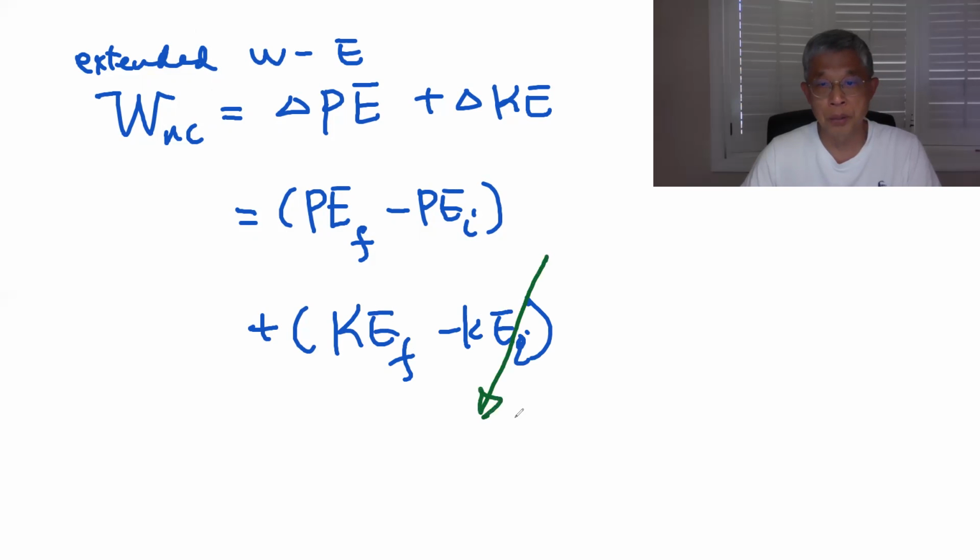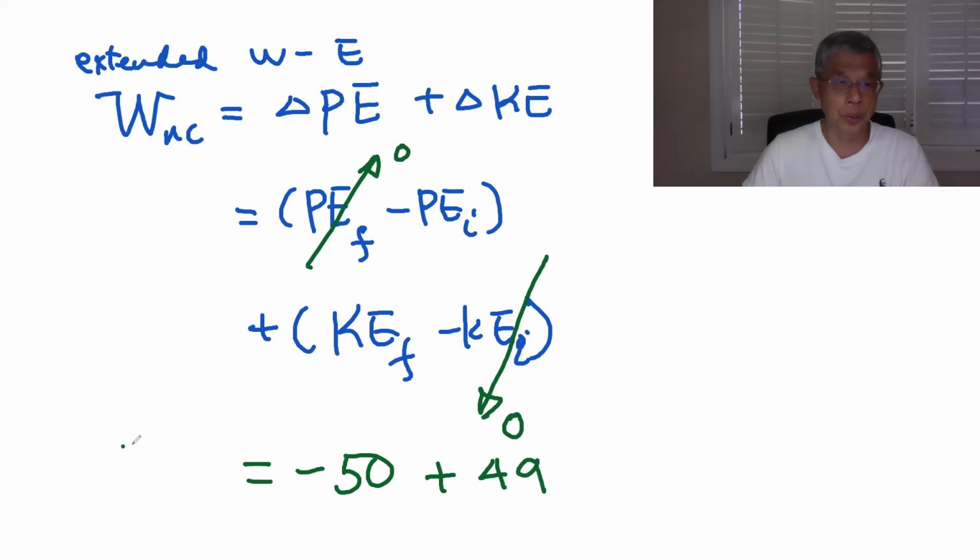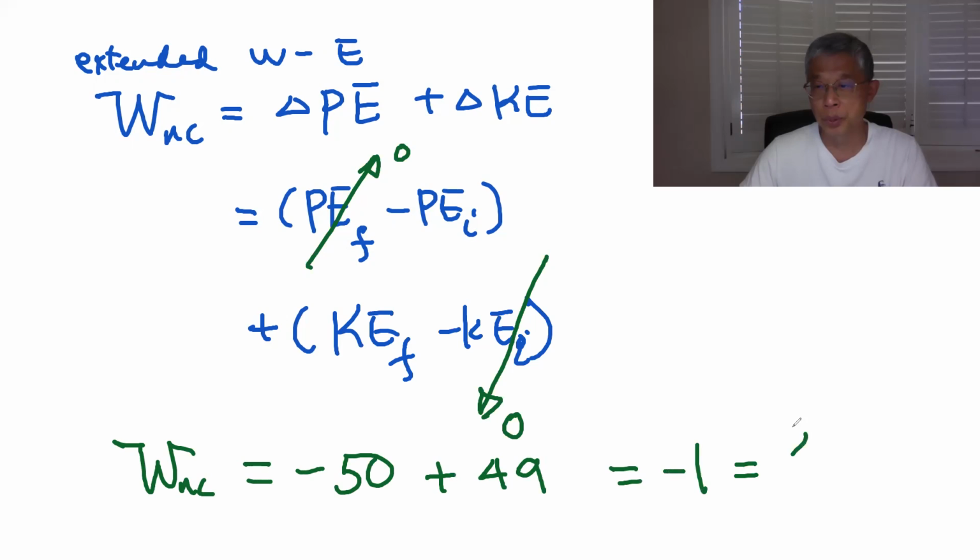A few terms we can get rid of. The initial kinetic energy is 0 because the mass is starting from rest. The final potential energy is 0 because when it gets to the nominal location, delta X is 0. The initial potential energy was the 50, so that's minus 50, and the final kinetic energy was the 49, so plus 49. And that's equal to your W non-conservative. So then this is equal to minus 1, which is F times D times cosine 180. The friction is 1, the distance is 1, and the cosine 180 gives negative 1.